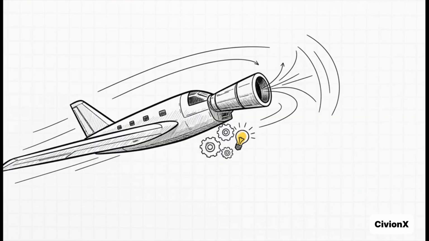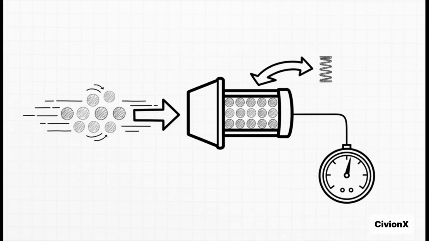But that's not the only trick up our sleeve. There's another incredibly clever device that uses the same principle, just in a slightly different way. It's called the pitot tube. And if you've ever looked closely at the outside of an airplane, you've definitely seen one. The idea behind a pitot tube is just genius in its simplicity. It's basically a hollow tube pointed straight into the flow.